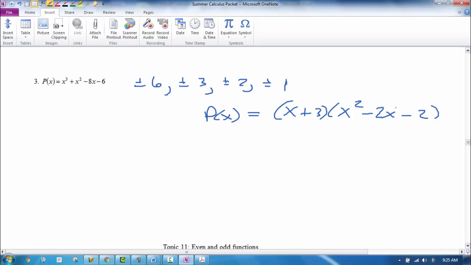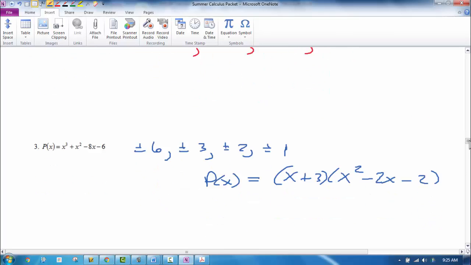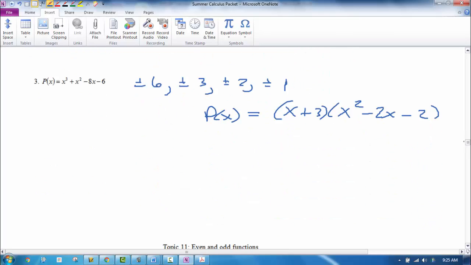It's just that they want us to solve it for when it's equal to 0, which I actually forgot to do for the last one. But the zeros, obviously, for the last one were 3, 2, and -1. But this one, obviously -3 is one of them. So the zeros are x equals -3. But there's 2 more that come from right here, and they're irrational.